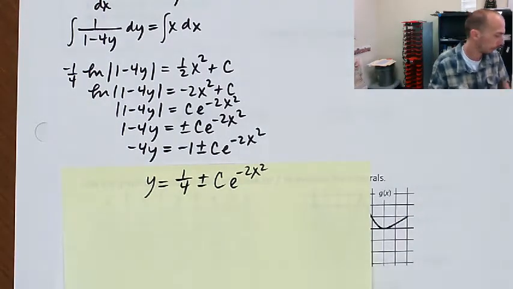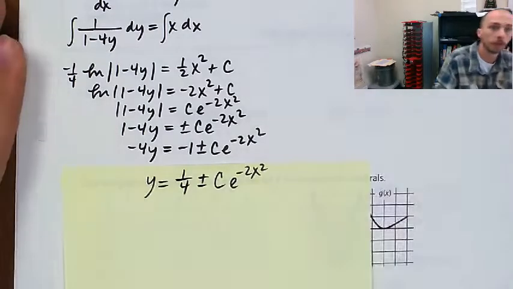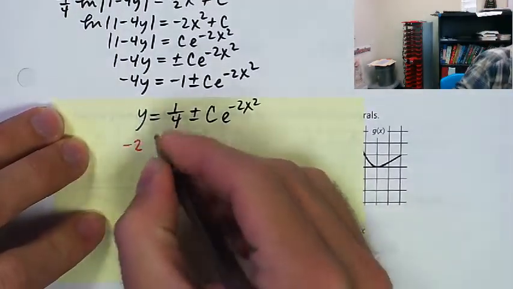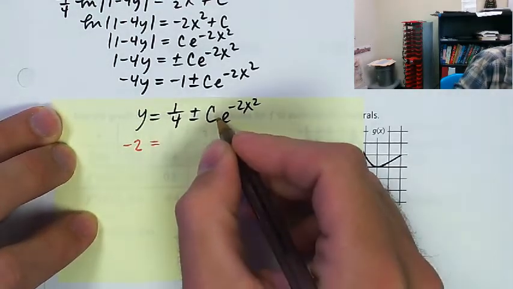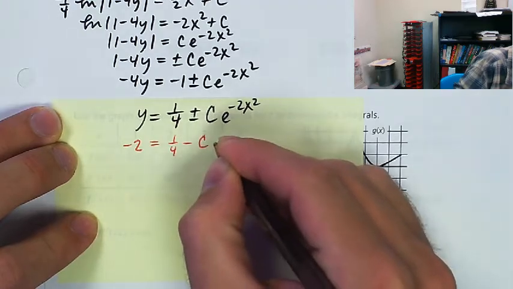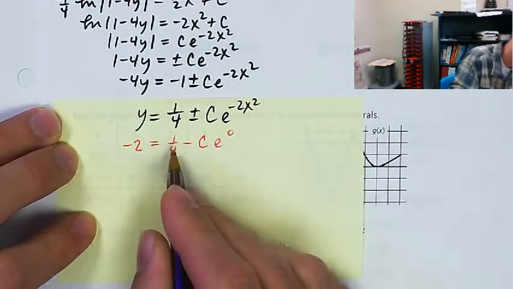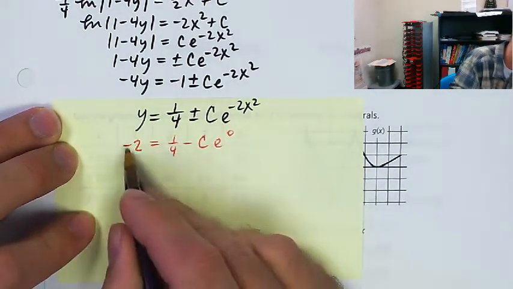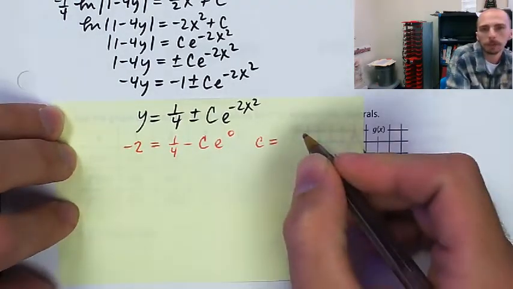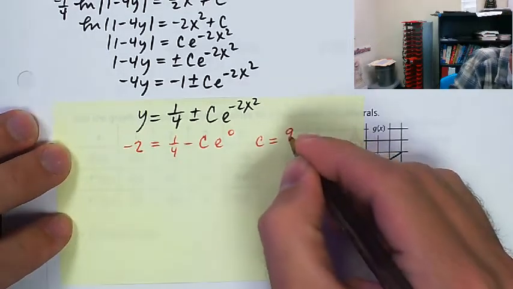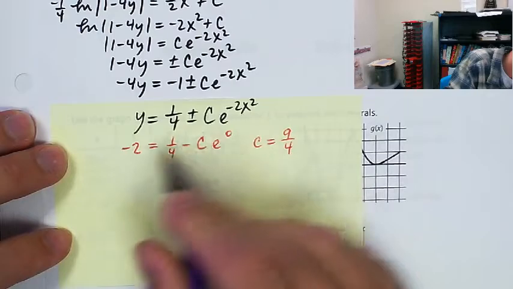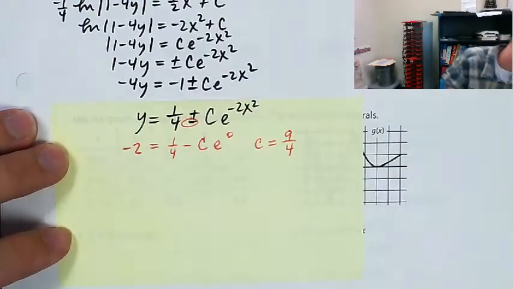Now I'm ready to figure out what my value of c is using the initial condition. You can't see it up there, but f of 0 is negative 2. So y equals negative 2 when x equals 0. So 1/4 minus something, e to the 0. All right, so I'm going to say negative c is negative 2 1/4, so c is 2.25, but I can do a little bit better than that. I can say that's 9/4, because that negative 2 is negative 8/4. All right, so c is 9/4, and I am subtracting.